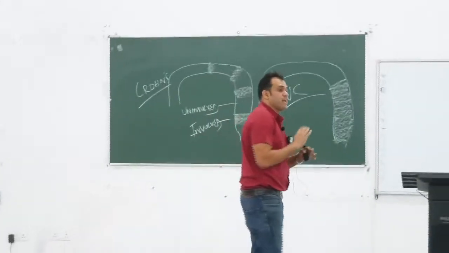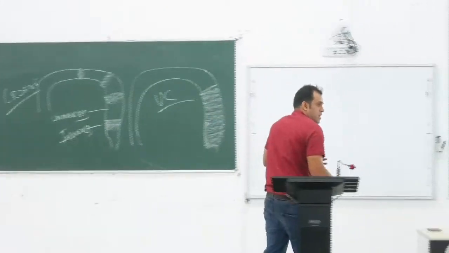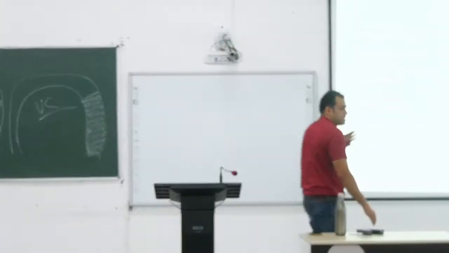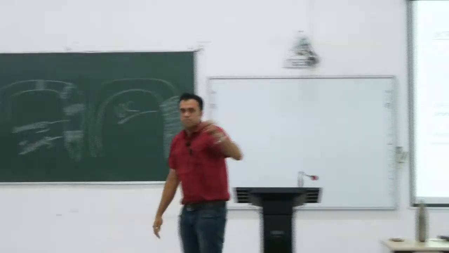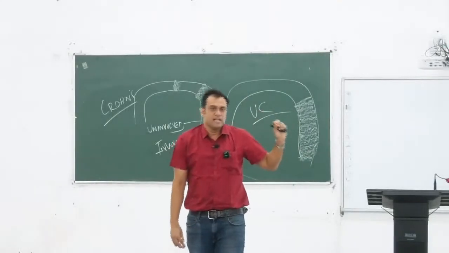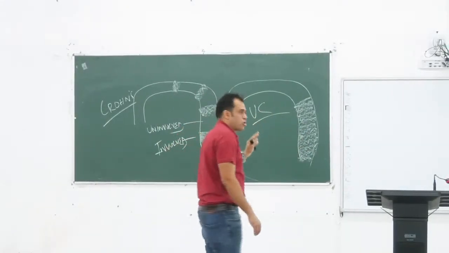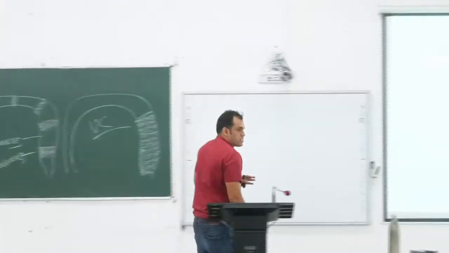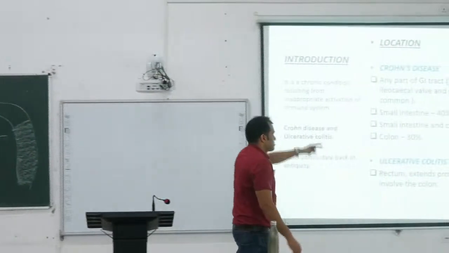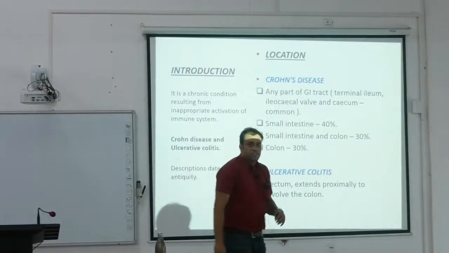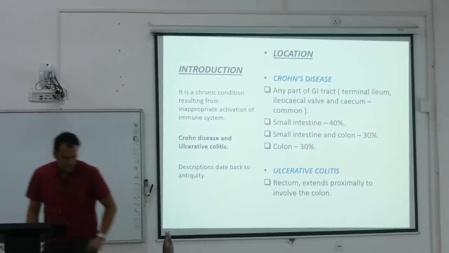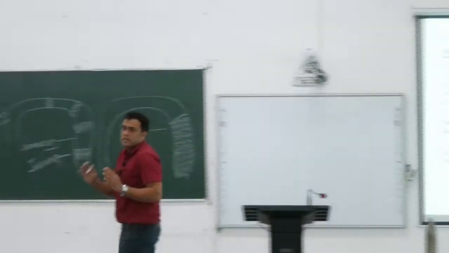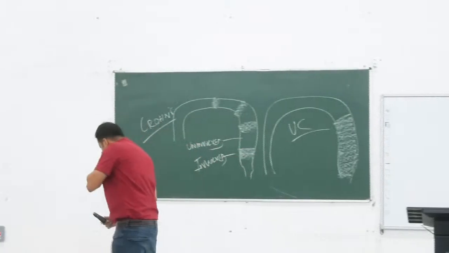Crohn's disease can involve any part of the gastrointestinal tract, but the most frequent sites of involvement include the terminal ileum, the end of the ileum at the junction with the large intestine, the ileocecal valve, and the cecum. These are the most common sites. The small intestine alone is involved in 40% of the cases, the small intestine and colon in another 30% of the cases, and in the remaining 30% of the cases, only the large intestine.